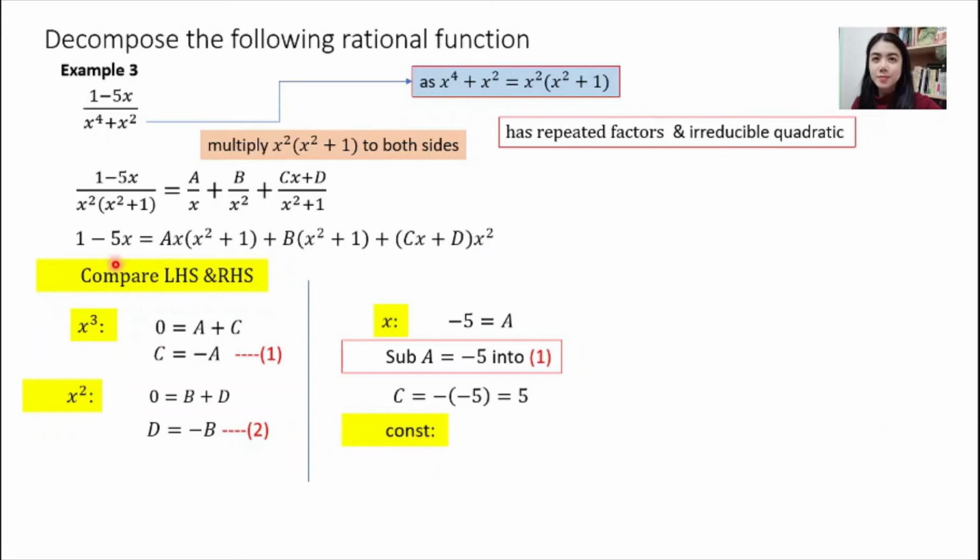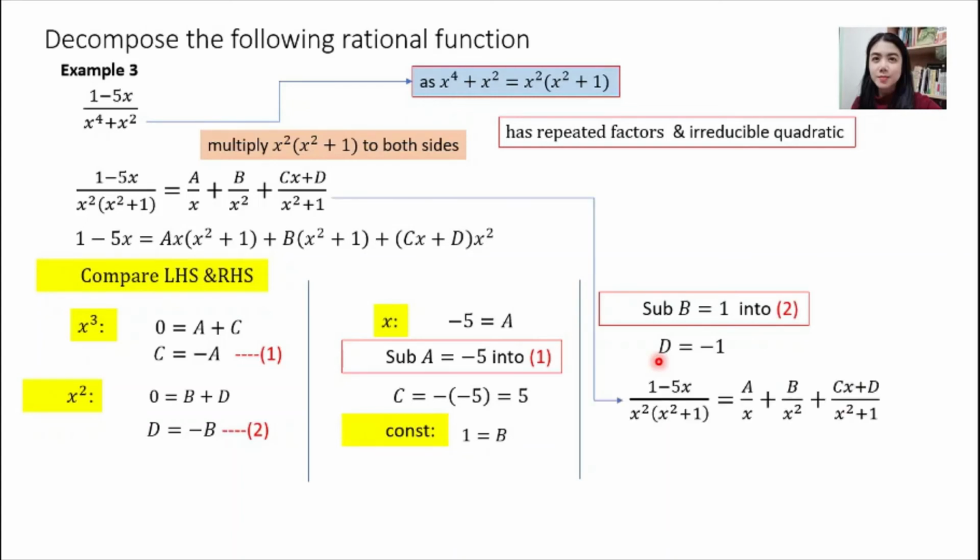For the constant at the left hand side, you have 1. For the right hand side, just go for where we have the b. The constant here is actually b. If you expand, you just have b. So you have b equal to 1. Do the substitution. Substitute b equal to 1 into equation number 2. Sub it here, so you will have your value for d. So now you know the values of a, b, c, d.